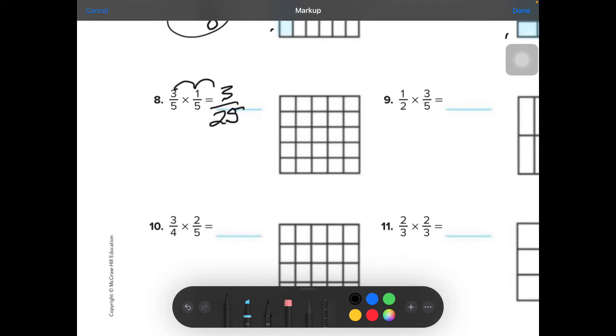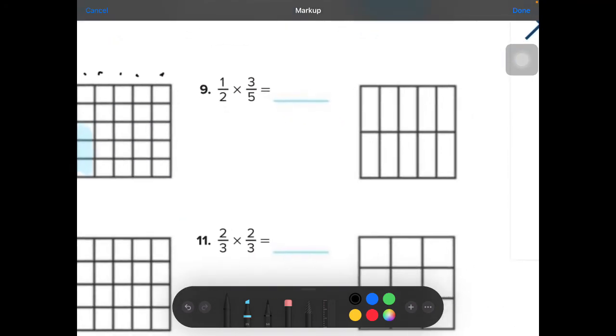Number 8, we have 3 times 1 is 3. 5 times 5 is 25. There's 5 by 5. Yep, 1, 2, 3, 4, 5. 1, 2, 3, 4, 5. So we're only going to shade 3 out of this whole entire section. And it is simplified. That's as simplified as it can get. 3/25.